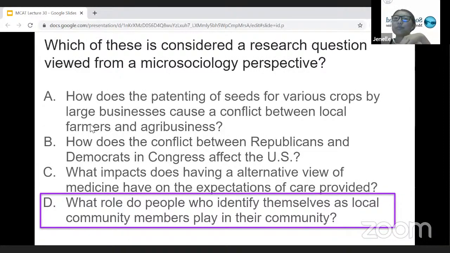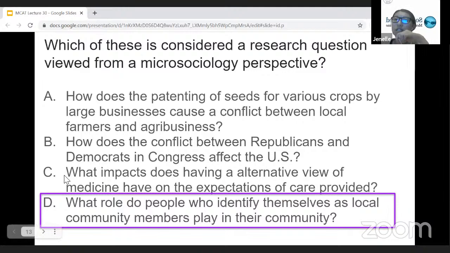And then with choice B, it says, how does the conflict between Republicans and Democrats in Congress affect the US? Similar to choice A, the US as a whole is a more macro sociology perspective, as opposed to looking at those small scale interactions between people.